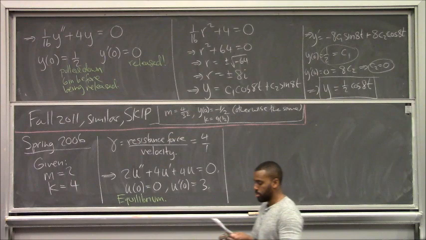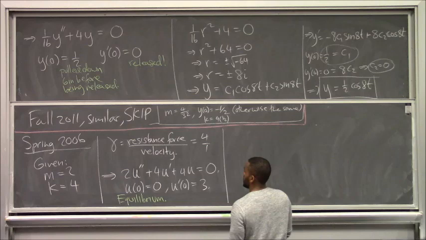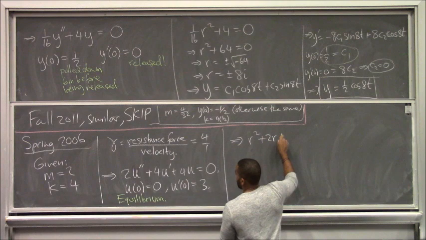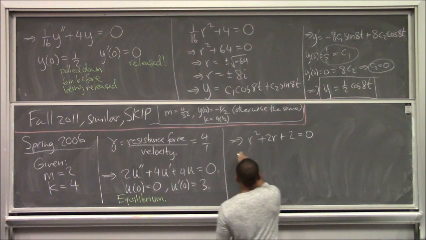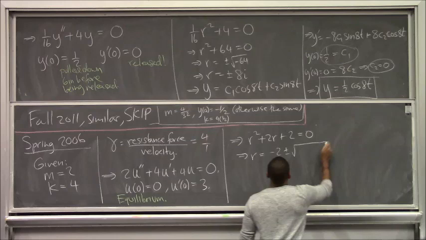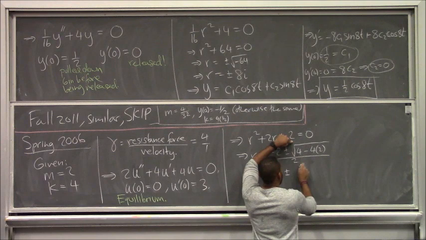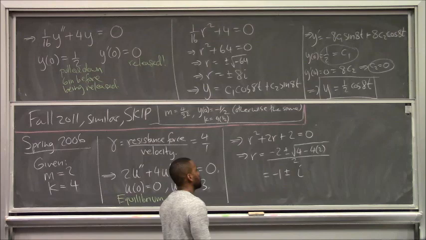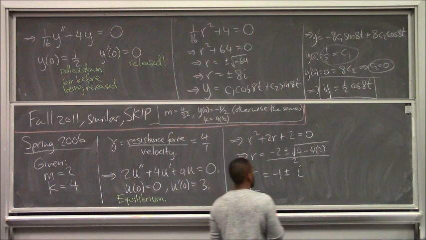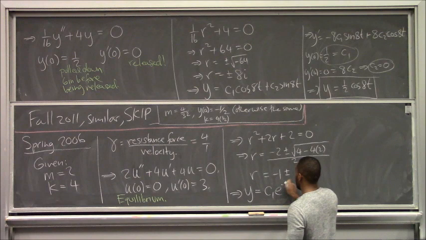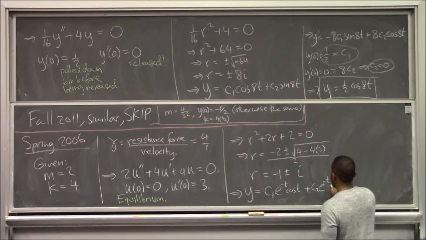Okay, so now we're going to find the general solution. We can divide by 2. So our characteristic equation is going to be r squared plus 2r plus 2. Quadratic formula: minus b plus or minus the square root of b squared minus 4ac all over 2a. So minus 1 plus or minus i. This means our u is going to look like C1 e to the minus t cosine t plus C2 e to the minus t sine t.